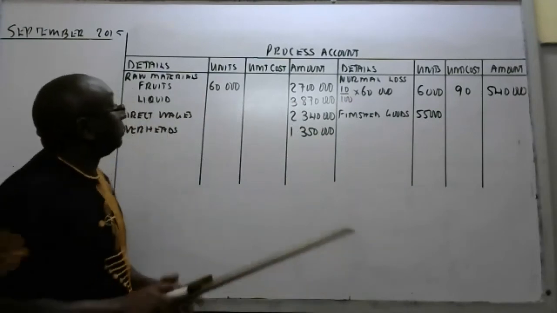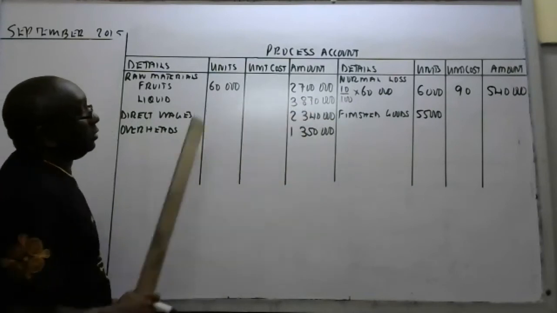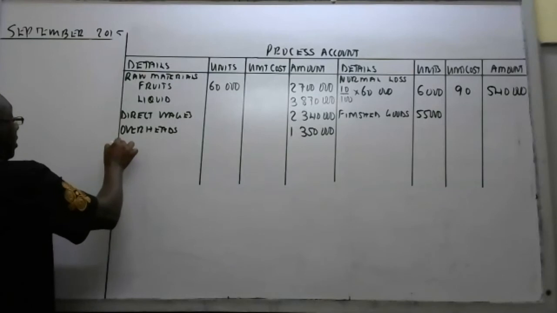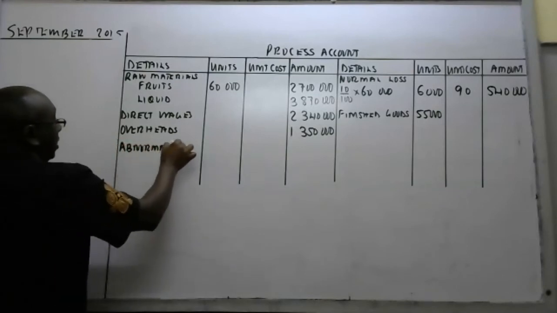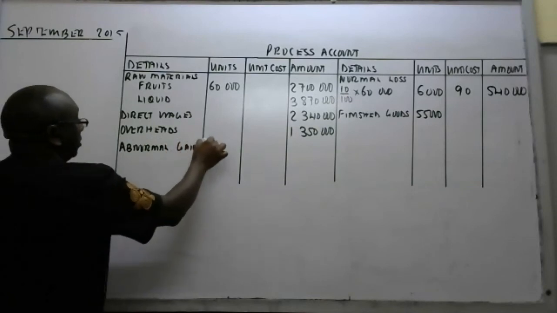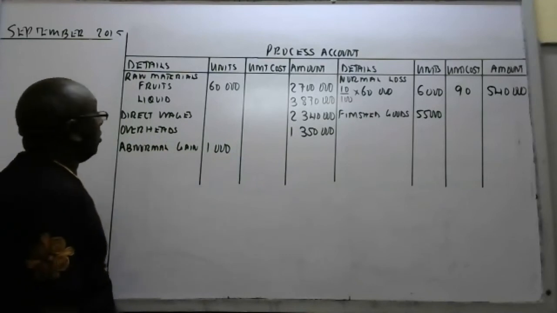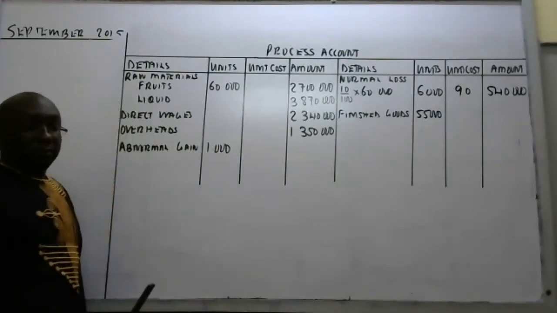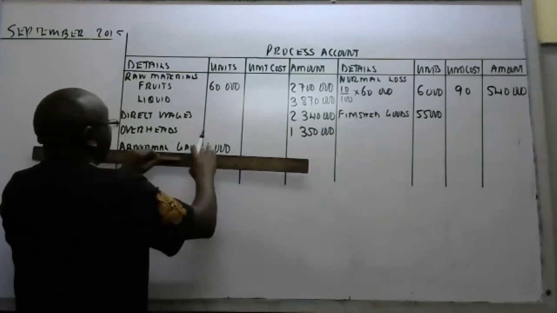Let's balance that. So when you try to balance, you find this is 60 and this is 61. So there is an abnormal gain of 1,000. Abnormal gain of 1,000, so that the units columns are balancing.